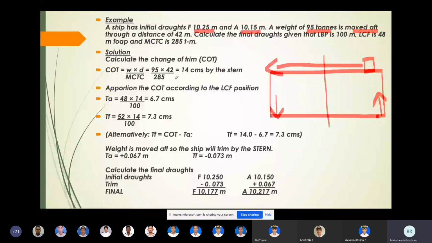Now it's moved through a distance of 42 meters. So my d value is known. Calculate the final drafts, given that LBP is 100 meters. Now LBP is 100 meters, which is already given to us.